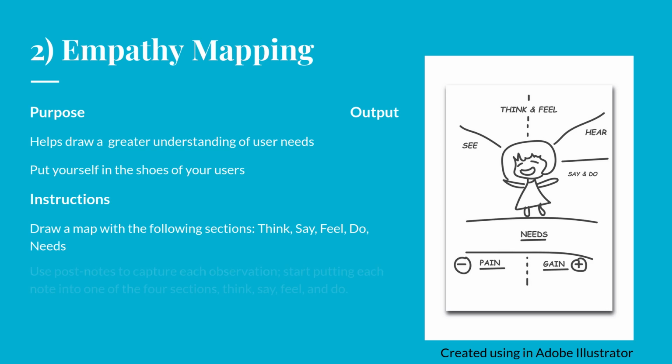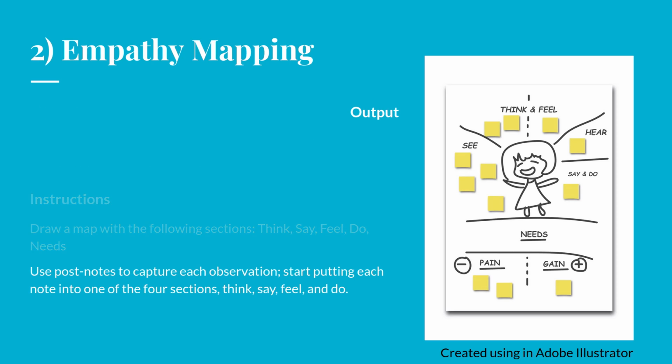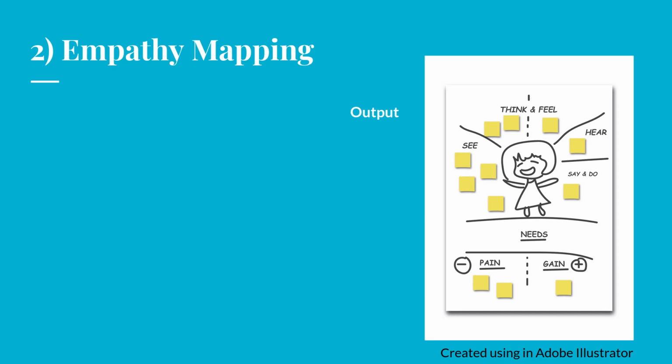We use post-it notes to catch each observation. Following this step, you can then begin to place each note into one of the 5 segments. To recognize what notes to put where, we pose some questions like, is this something that they might have thought of, something they may have said, a feeling maybe, or perhaps something they are doing?